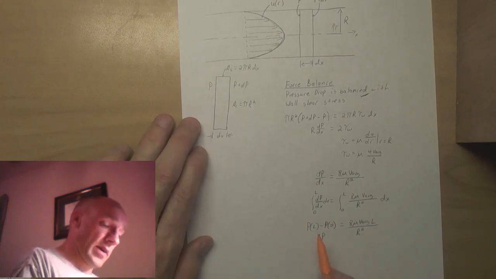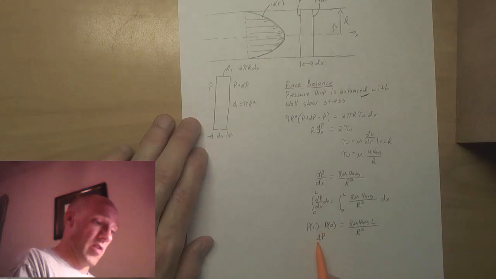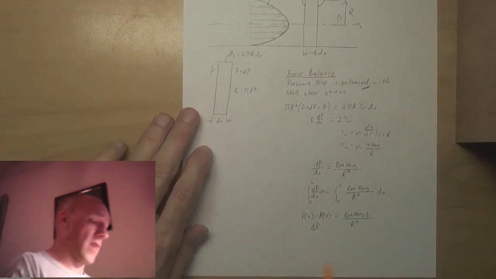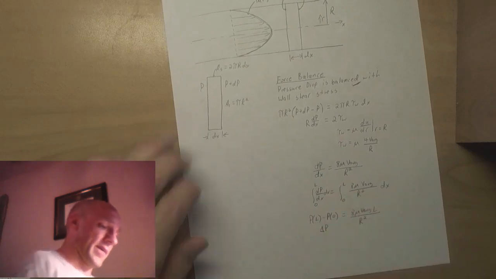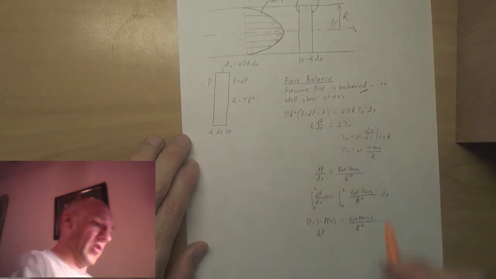Where this is a negative, so this is less than that. So this is a negative quantity. You follow what I'm saying? This is a decrease in pressure along the length.